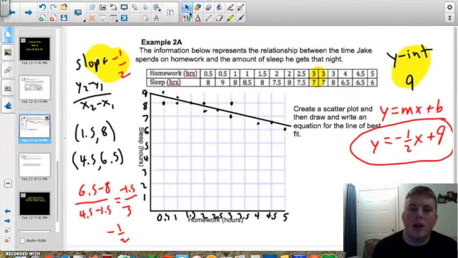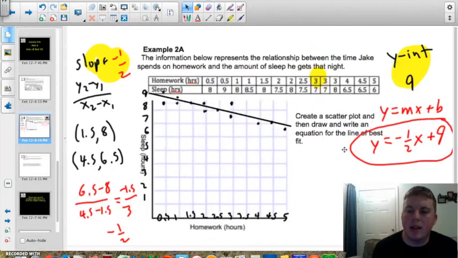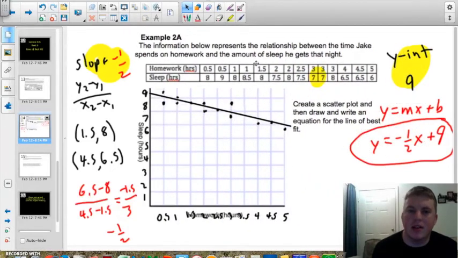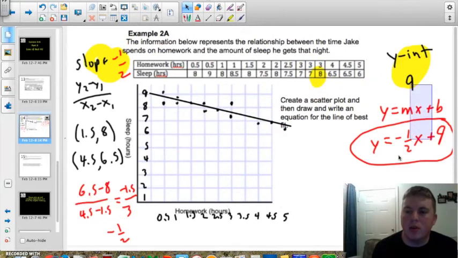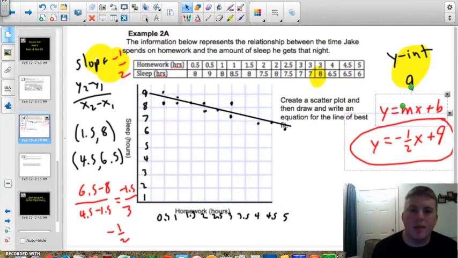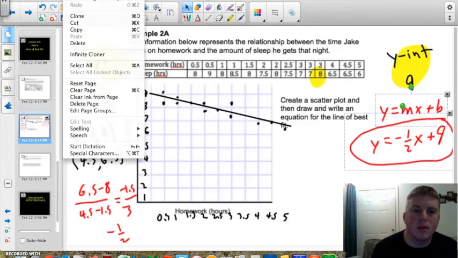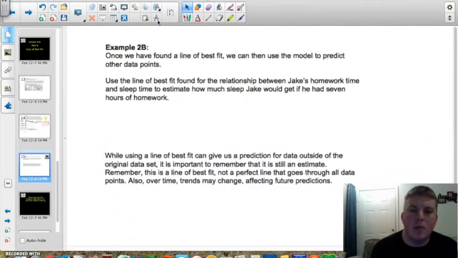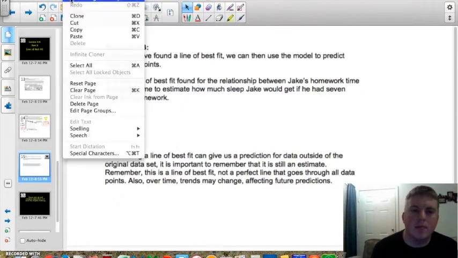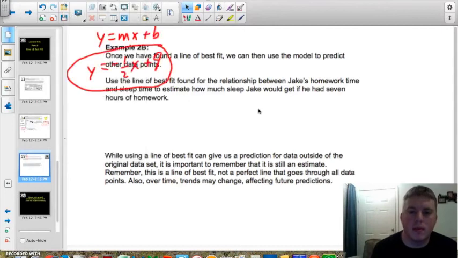Alright, I'm going to go ahead and copy it so I can take it to my next slide, because we're going to want to use this in our next part of our example. So I'm going to copy it, and I'm going to go to my next slide. I'm going to paste it here so we can see it. Alright, so there it is. We're going to bring it over here.